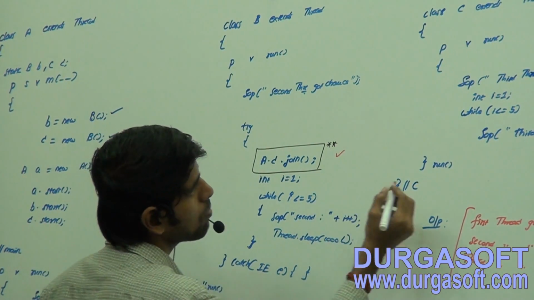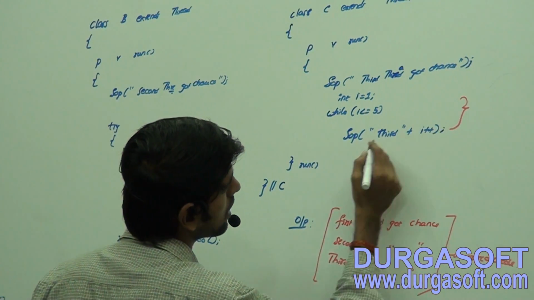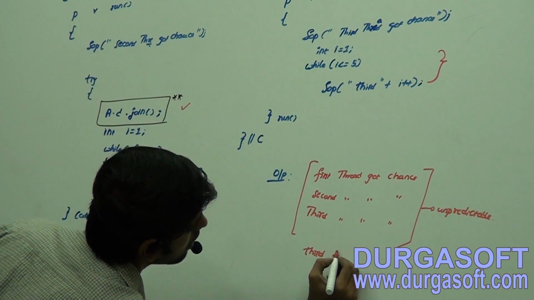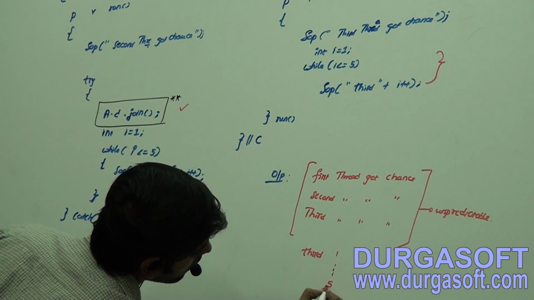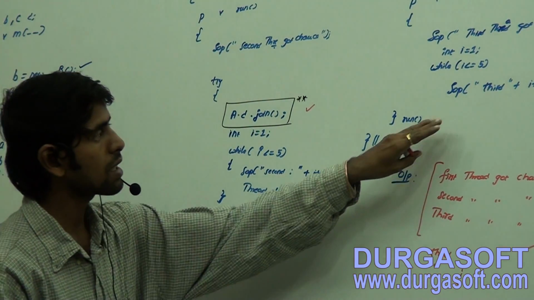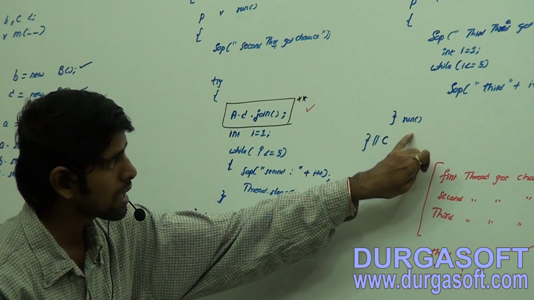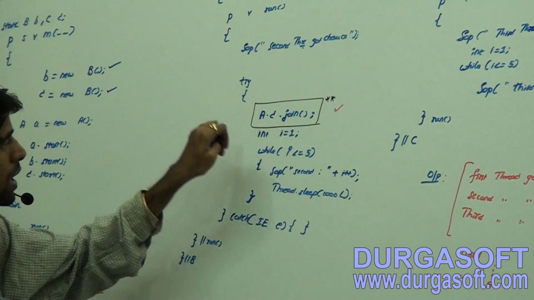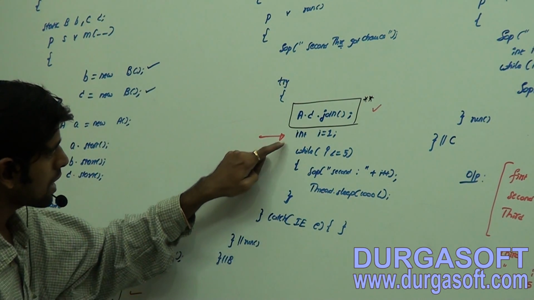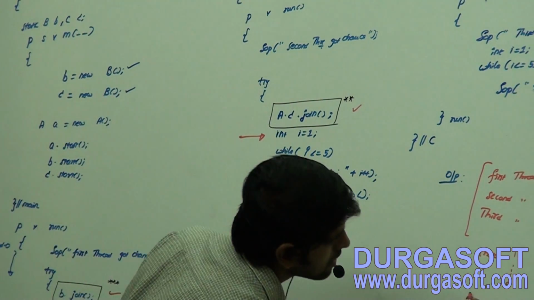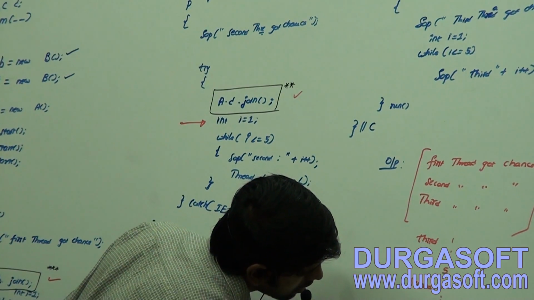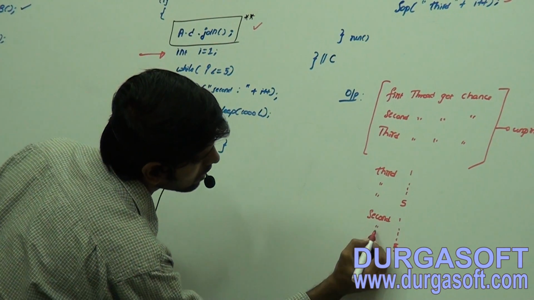Okay, so after completion of this particular thing, what is the output? First, what you should see? Third 1 till 5: Third 1, 2, 3, 4, 5. After this thread's run method execution completes, it will give the control to this one. The control will be here, and it will execute this one. What is this? Second 1, 2, 3, 4, 5. Okay, this will be there.